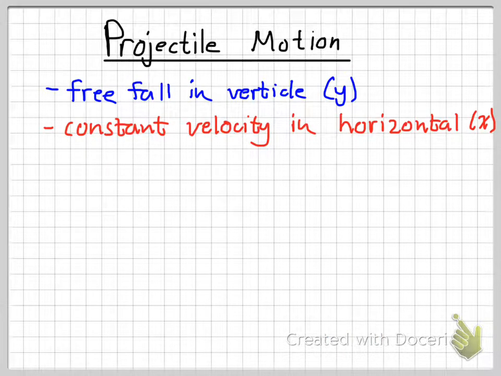If something is moving forward and it's in free fall, then we call it a projectile. Remember, in projectile motion, the object is free falling in the vertical direction, up and down. We call that the y-axis. And it's moving forward at a constant velocity, so moving forward horizontally, we call that the x-axis. The equation we use in the y-axis is this one right here.